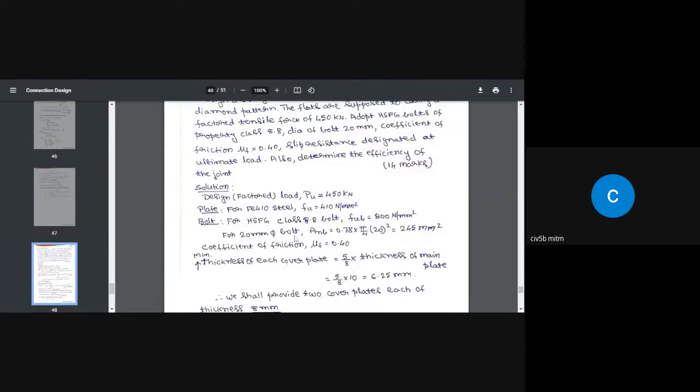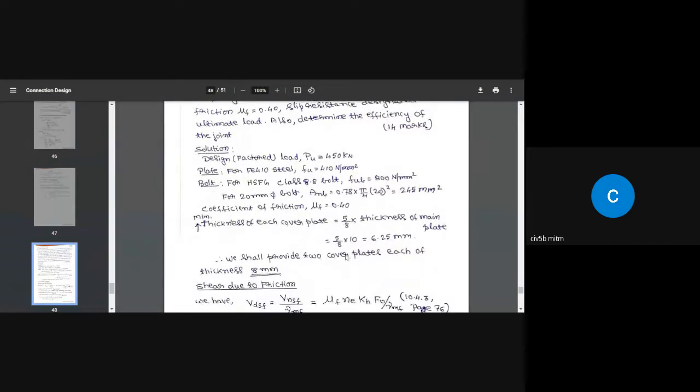So for a 20 millimeter diameter bolt, Anb, that is the area of cross section of the bolt at the threaded area, not the shank, sorry, it is pi by 4 times 20 square, which gives you the area of the shank, multiplied by 0.78. So the whole thing will give you the area of cross section at the threaded portion. And mu f equal to 0.40, which is given.